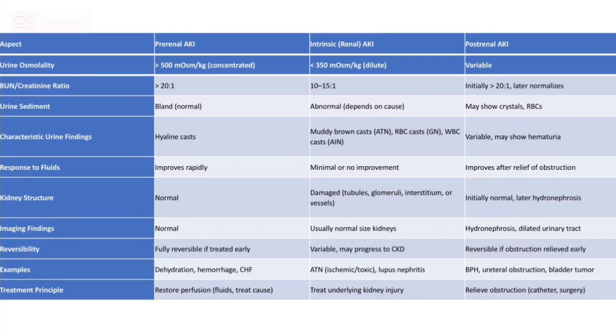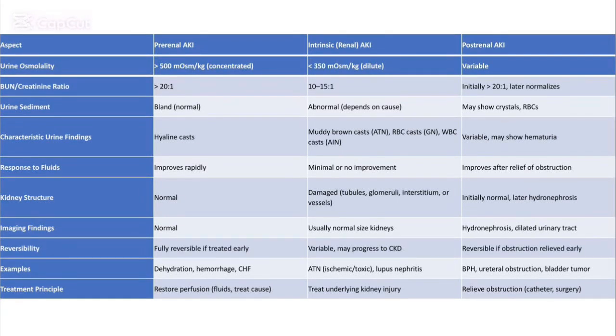Imaging findings. In prerenal AKI, imaging is usually normal because there is no structural abnormality. In intrinsic AKI, kidneys are typically normal in size initially, although chronic damage may later cause shrinkage. In postrenal AKI, imaging often reveals hydronephrosis, which is dilation of the renal pelvis and calyces due to urine accumulation upstream of the obstruction.